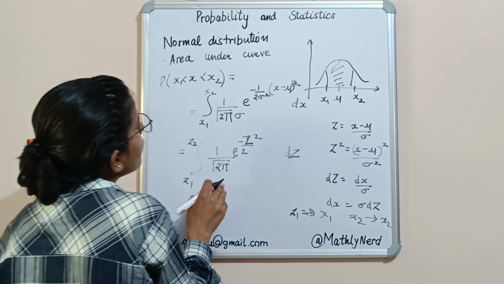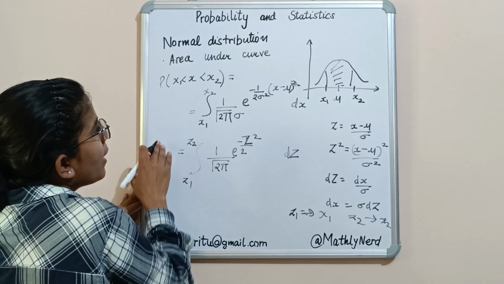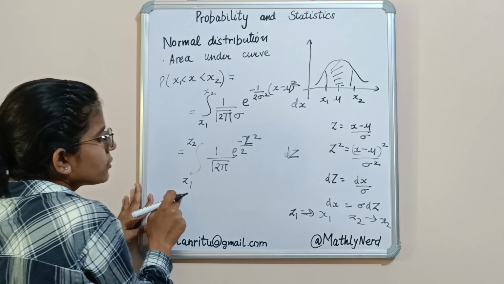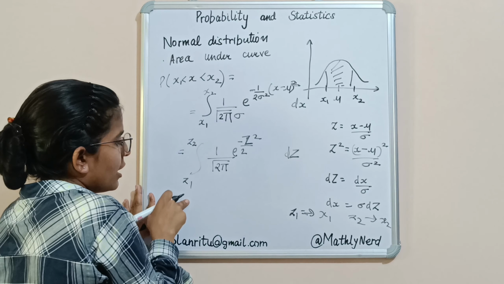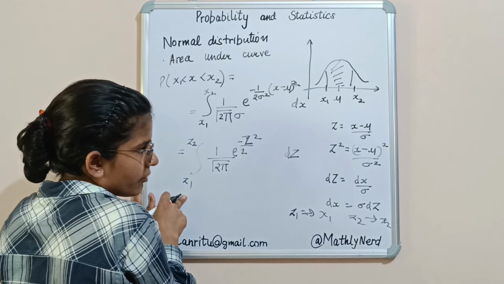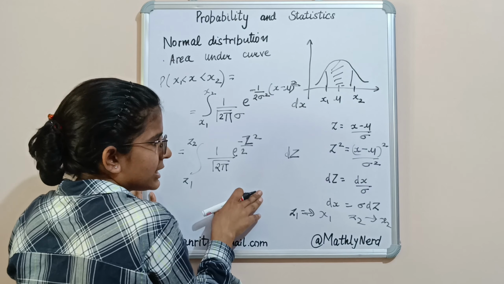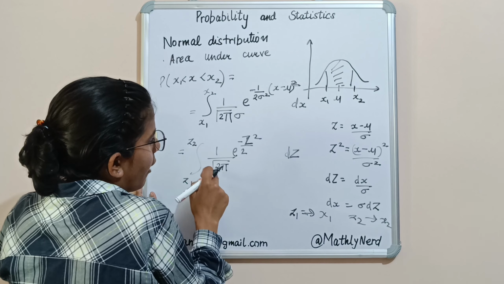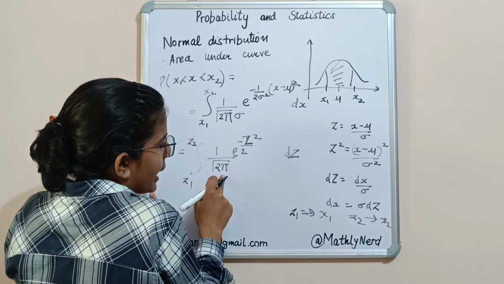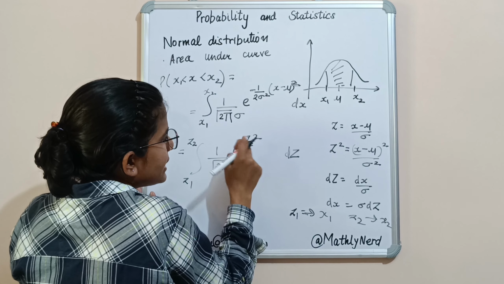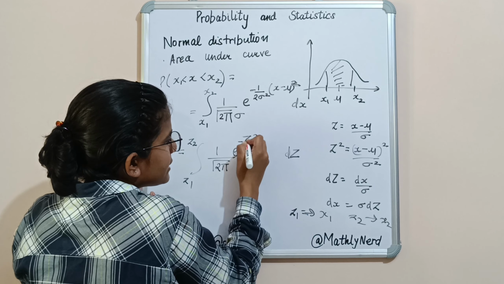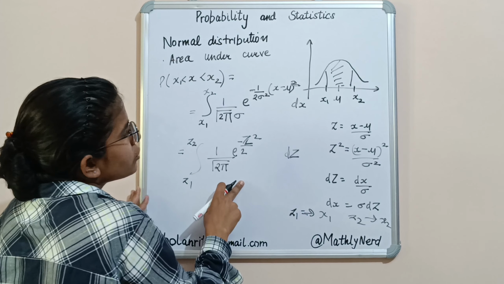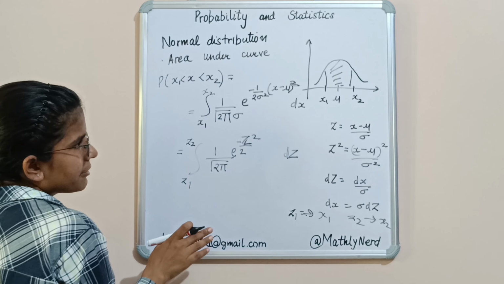So if we want to find out the area where x lies between x1 to x2, this will be equal to the integration, in terms of the standard normal variate, from z1 to z2 of 1 by under root 2 pi e raised to power minus z square by 2 into dz. So this is our formula for the area under the curve between 2 points.